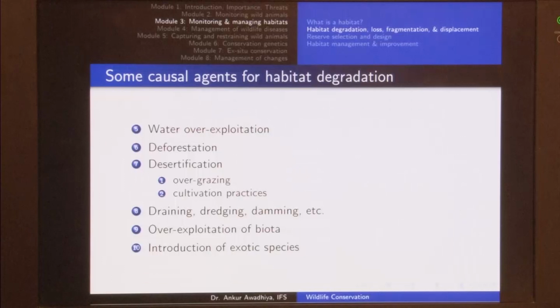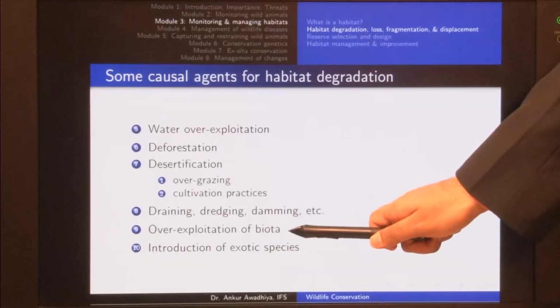Similarly, dredging operations, which are done in most of our streams, and damming, which is done on most of our rivers for accumulation of water and also for the production of electricity, are also big factors for habitat degradation. Also, over exploitation of biota.